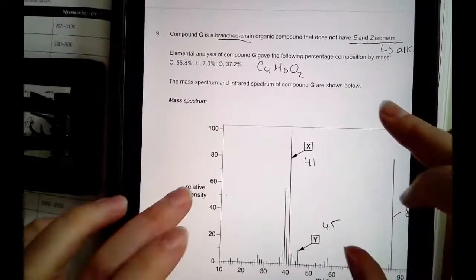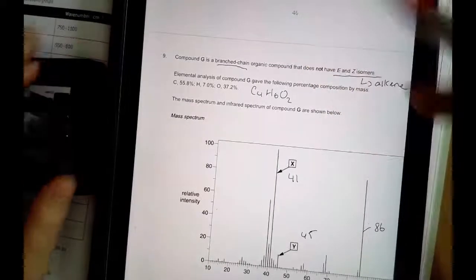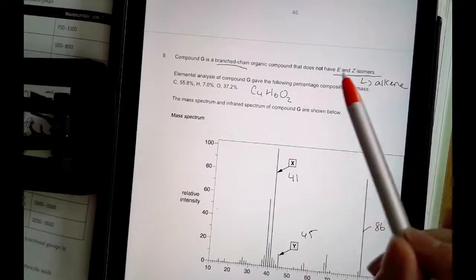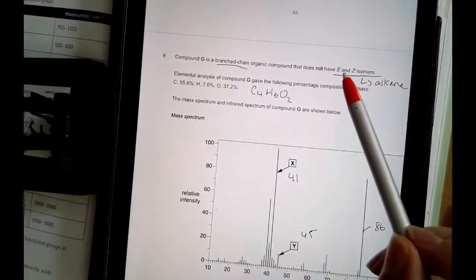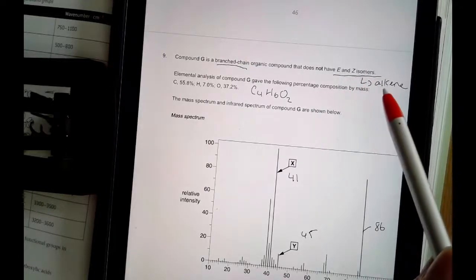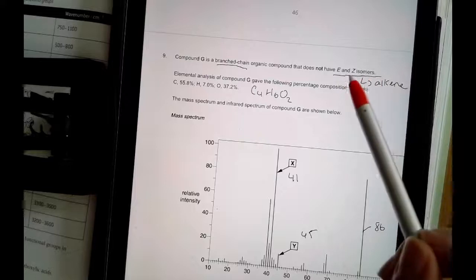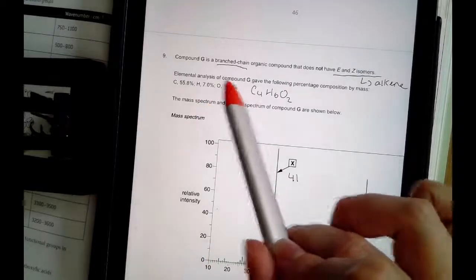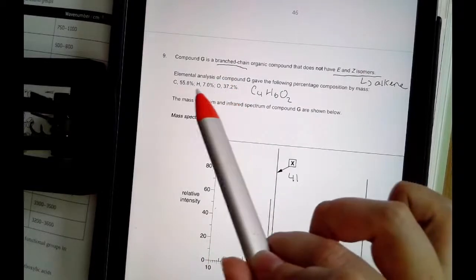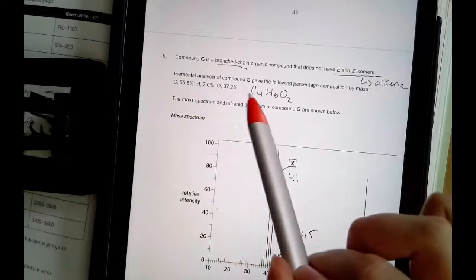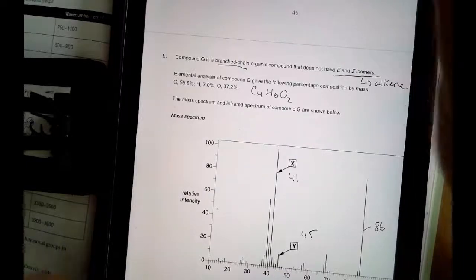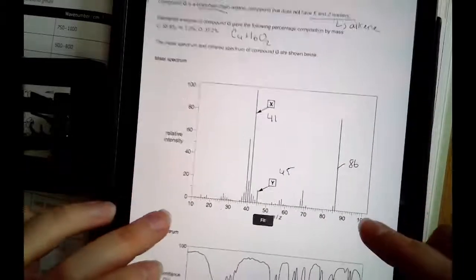And then the last of the questions, okay, again, you are given some information about a compound. Again, I'm told that it's a branch, that's going to be important, and I'm told it doesn't have E or Z isomers. So as soon as I see those E and Z isomers, I'm thinking this is likely going to end up being an alkene, because why would they be talking about E and Z if it wasn't going to be an alkene? They give me, again, the elemental analysis, so I haven't worked this out, but it's all in the mark scheme, okay? Again, you're using these percentage compositions to work out the empirical formula, and you should get C4H6O2. They then provide you with the mass spectrum and the infrared spectrum, okay?